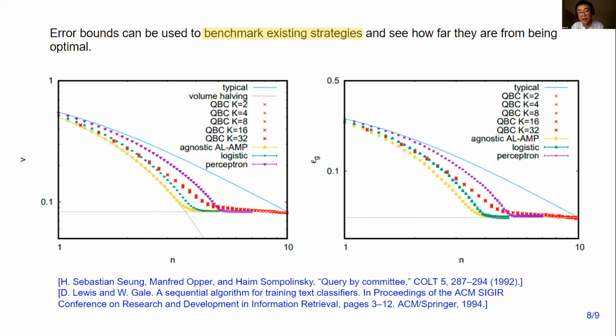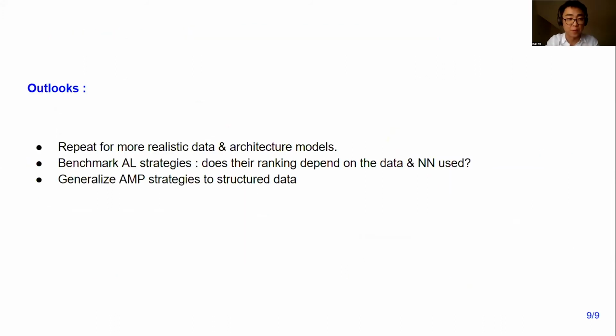And so, for example, this allows us to say that this perceptron uncertainty sampling strategy is quite bad at the beginning. It's quite close to the random learning curve. It's not performing quite well, but at the end, it's close to optimality. So, well, these error bounds can be used to say just how far you're from being optimal, actually, as an active learning strategy. So some quick words about possible outlooks.